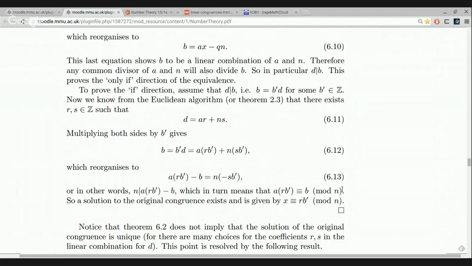Again, we call back to the Euclidean algorithm, or equivalently the existence of these linear combinations. Because D is defined as the greatest common divisor of A and N, we know it's possible to write D as a linear combination. And why are we choosing this? Well, you see, we're trying to get a statement about congruence classes modulo N. So starting with the linear combination involving N gets you in the right direction.